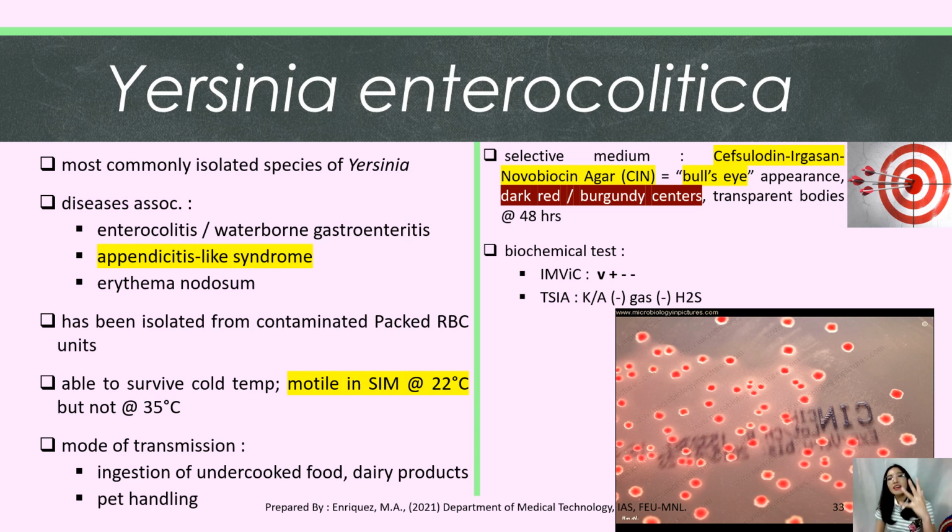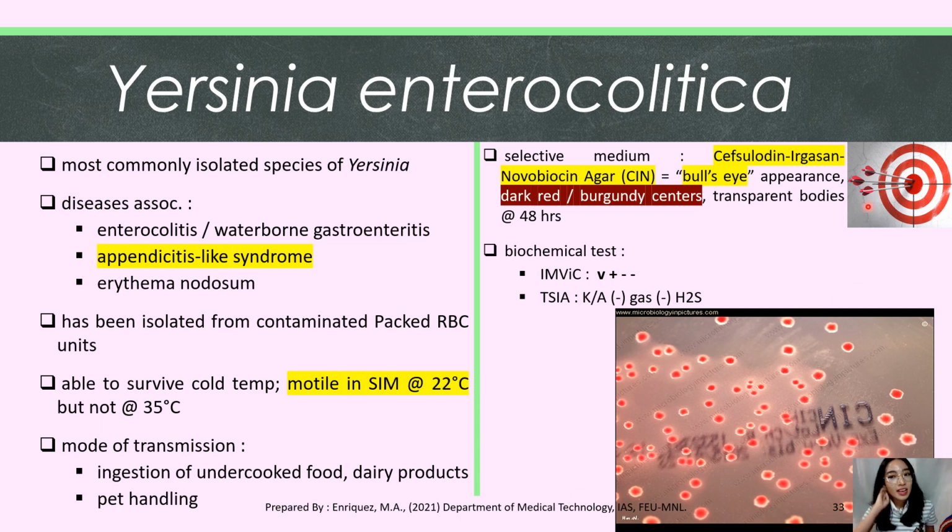So now that we've established the fact that Yersinia in general are non-motile, another exemption is that Yersinia enterocolitica is different. Okay, so at 22 degrees Celsius, it can give a motile result in SIM. And then one selective media that can be used to isolate Yersinia is the cefsulodin-irgasan-novobiocin agar, or the CIN. So Yersinia enterocolitica will produce transparent colonies with dark red centers, and this has been described as bullseye colonies, as we can see here in these photos.